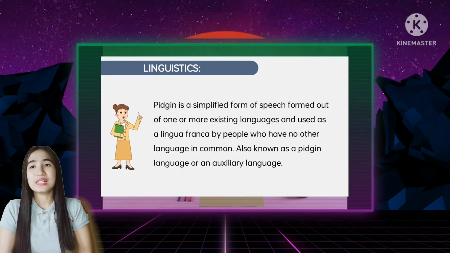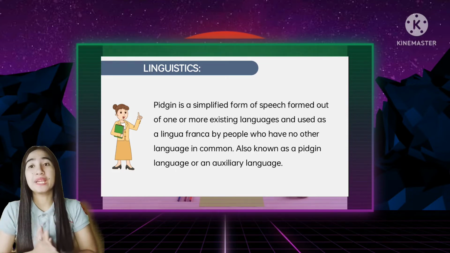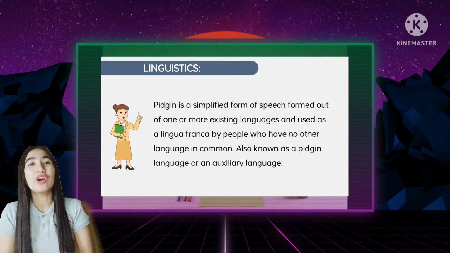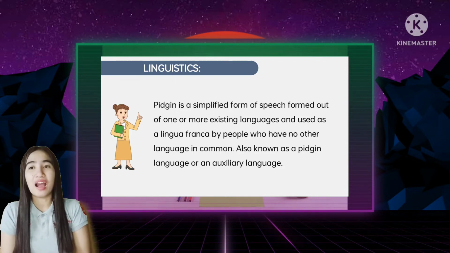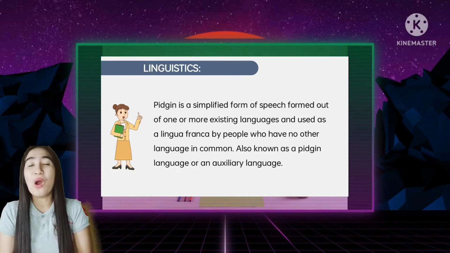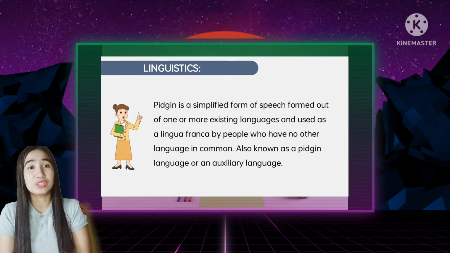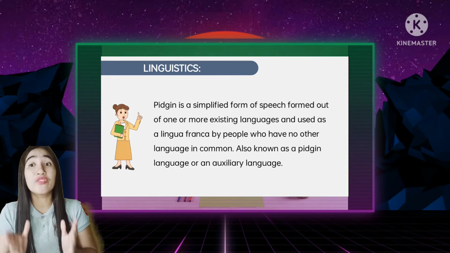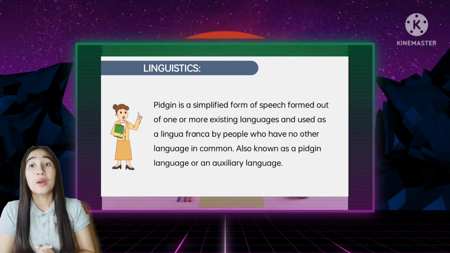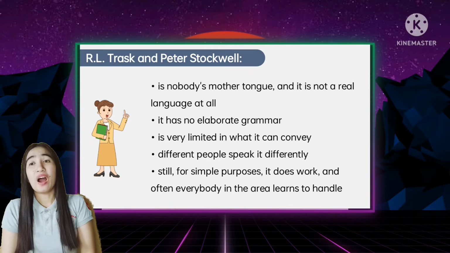In linguistics, pidgin is a simplified form of speech formed out of one or more existing languages and used as a lingua franca by people who have no other language in common, also known as a pidgin language or an auxiliary language. So, in linguistics, pidgin is defined as a lingua franca of a people who have no other language in common.